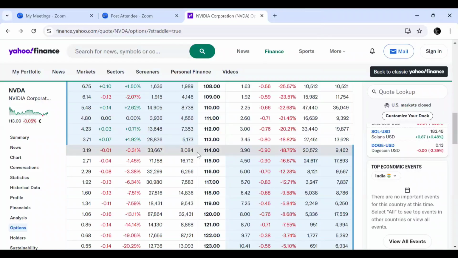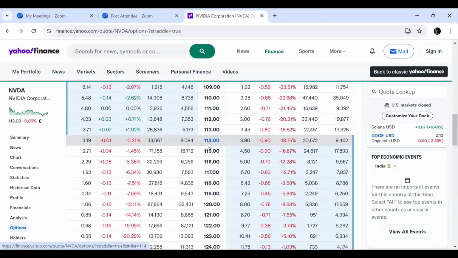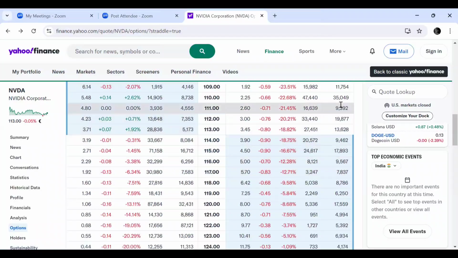So here, if the Nvidia stock price started rising, then it will be a loss to put buyers. So they will not let the stock rise further. If the stock price rises, let's assume that the Nvidia stock price is rising, then what will happen is these put buyers here.